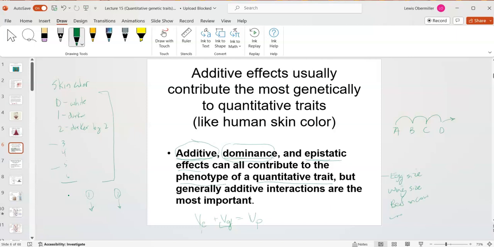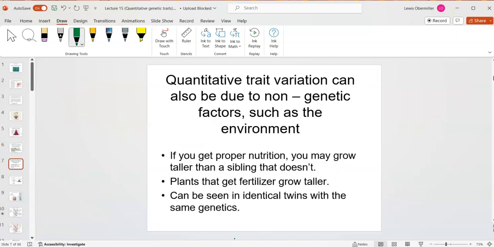So, whatever variation is caused by the environment, plus whatever variation is caused by genetics, and we can break this up into VA and VD and VE. Well, that's a bad one. Let's just say VI for epistasis, because we already have E for environment, and then this P is for phenotype. Okay.